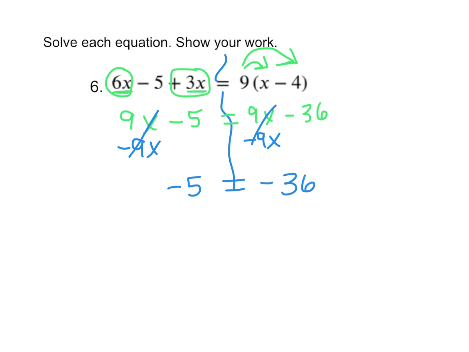Now this looks like something that's not true, that's a false statement. Negative 5 does not equal negative 36. So this is an example of an equation that has no solution.